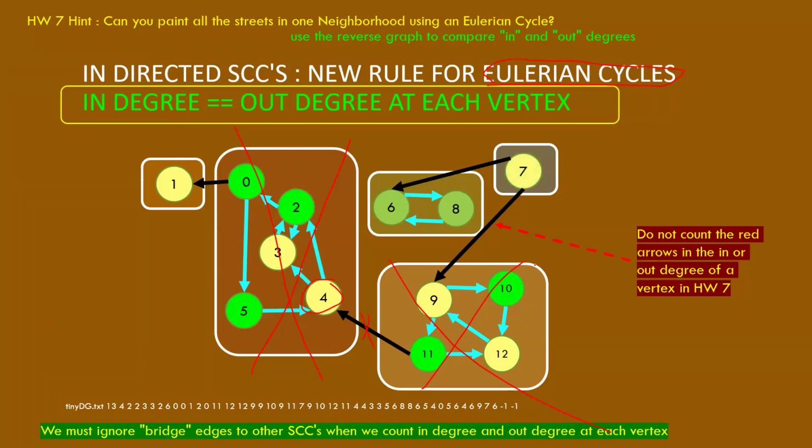This one over here actually looks pretty good. So the 6 has 1 in and 1 out. The 8 has 1 in, 1 out. And we're ignoring the ones that might be coming to us from another island. Okay. So that is our Eulerian cycle, right? That is kind of like the equivalent neighborhood where we can paint the streets all in one cycle and not cross any bridges. Okay.